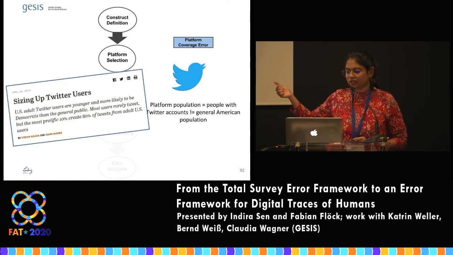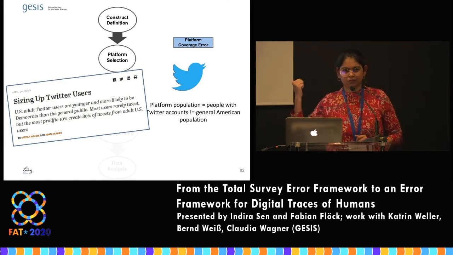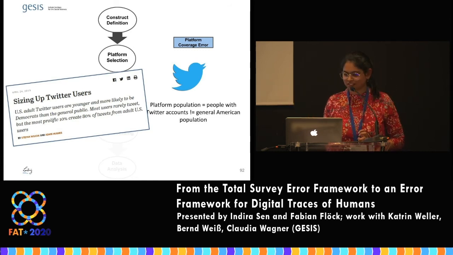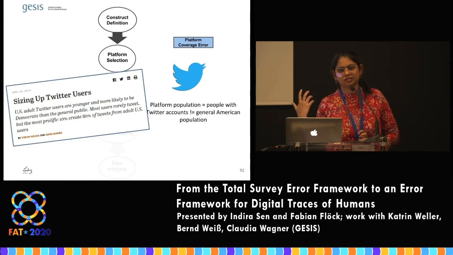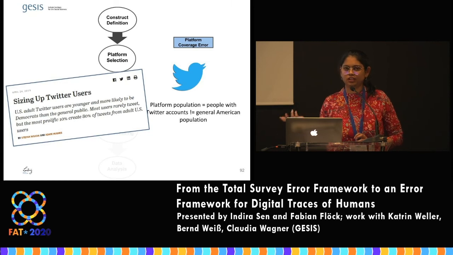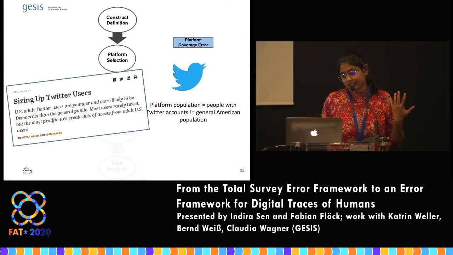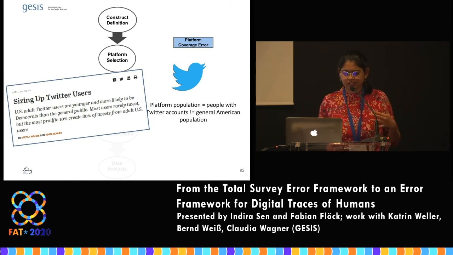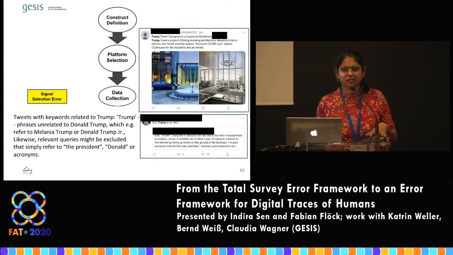So this 2009 study from Pew Research, it's very recent. This recent study showed that US adult Twitter users tend to be more left-leaning, and they also tend to be younger than the average American. And that gives you the platform coverage error. So now you go to data collection. In data collection, you explicitly specify which keywords or hashtags, perhaps, that you would use.